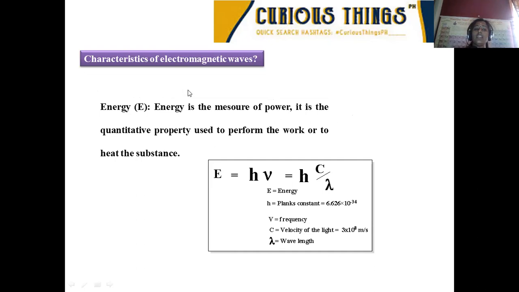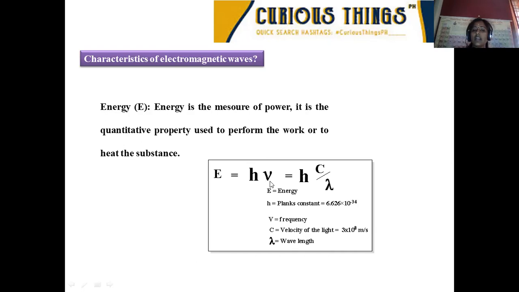And the next parameter relevant to the electromagnetic wave or electromagnetic radiation is energy. This is the most important characteristic. Energy is the measure of power. It is the quantitative property used to perform work or to heat a substance. If you want to move a substance, you have to apply energy. If you want to raise the temperature, you have to apply some energy. If you want to do some work, that should be heated, or that should be moved, or that should be performed, all these are kinds of energies only. Energy is the measure of power. E is equal to h nu.